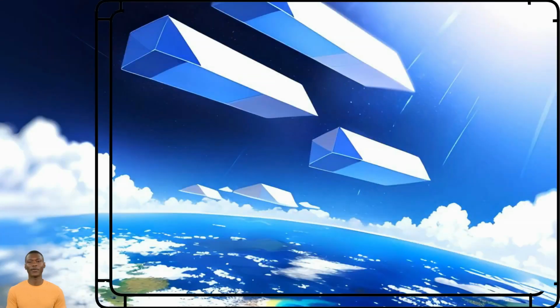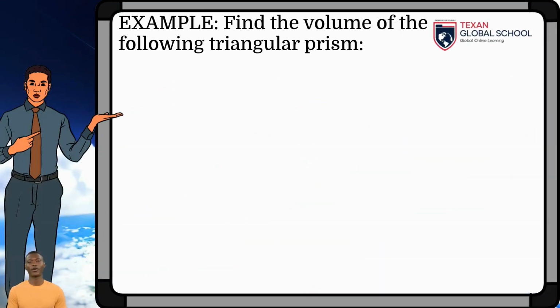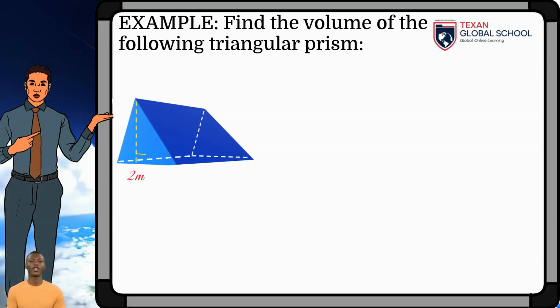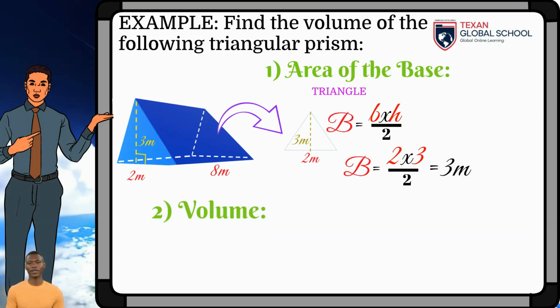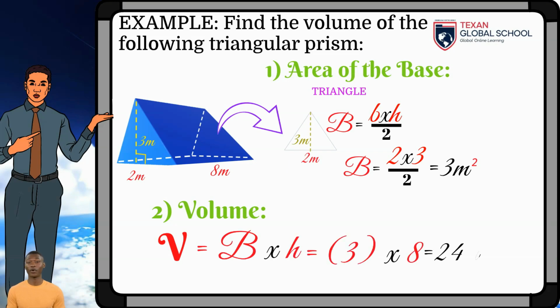In this last example, let us find the volume of the following triangular prism. The triangle has a base of 2 meters and 3 meters in height. The triangular prism has 8 meters in height. Based on this sketch, let's find the area of the triangle, calculated as its base times its height divided by 2. Hence, 2 times 3 divided by 2 equals 3 square meters. This result, multiply it by 8 meters height, resulting in a volume of 24 cubic meters.